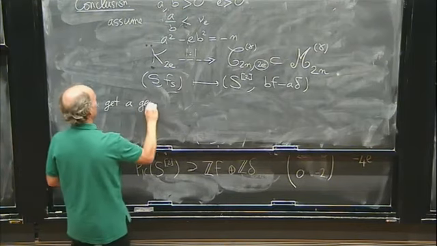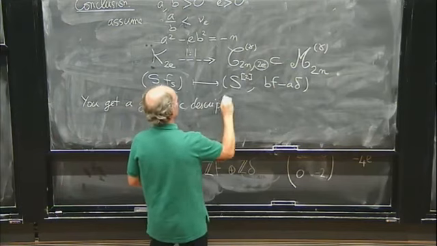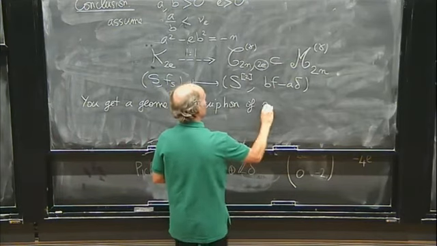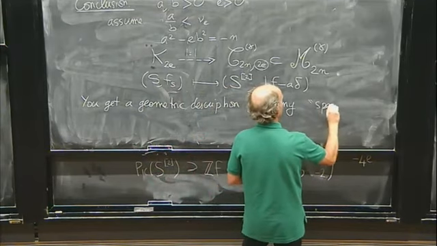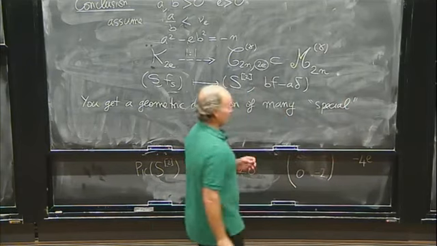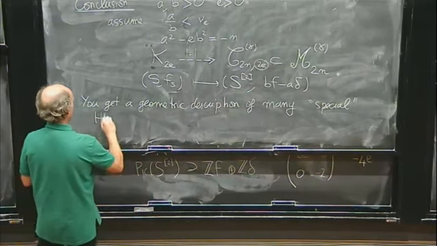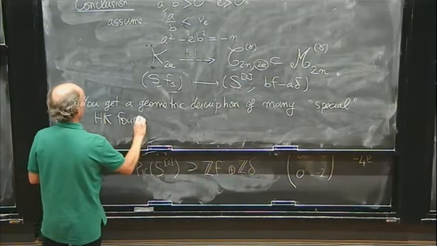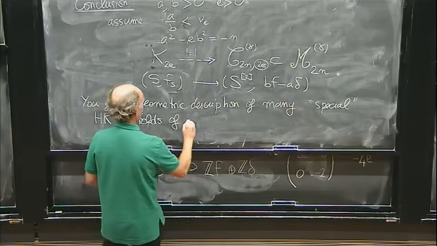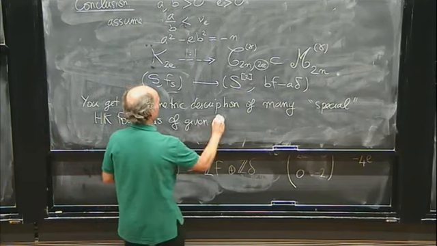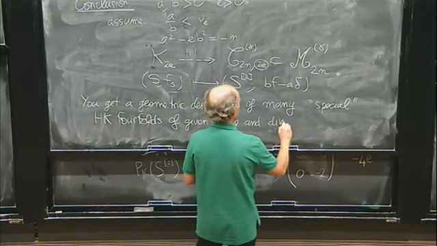a geometric description of many elements, special in the sense that they are in the Noether-Lefschetz locus. Many special hyperkähler fourfolds of a given degree and divisibility.